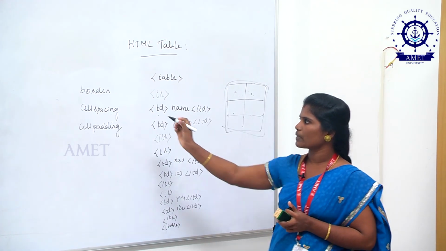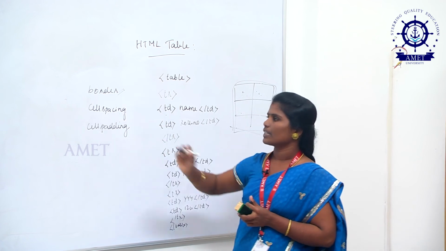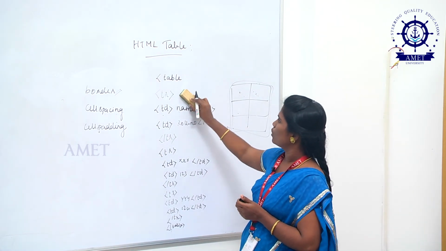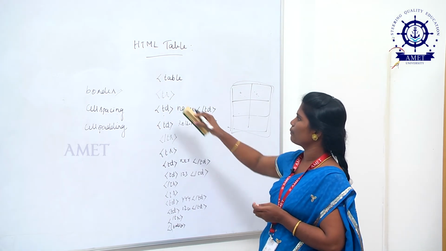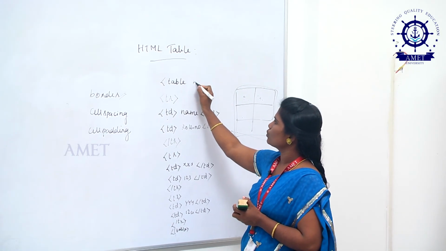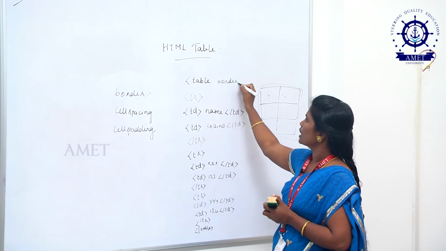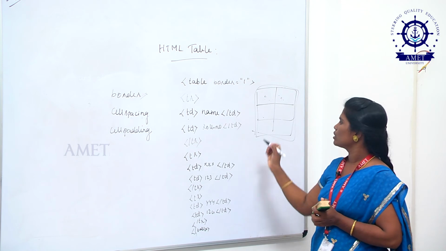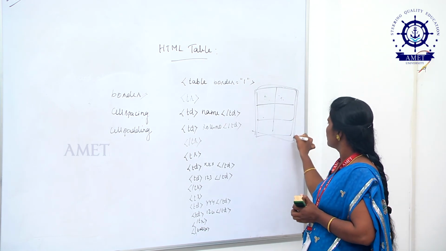So, where we have to specify the border? Inside the table tag. So, you can go for the open table tag, give a space, use the attribute border equal to within double quotes, just specify the value 1. So, this border will be somewhat thicker.